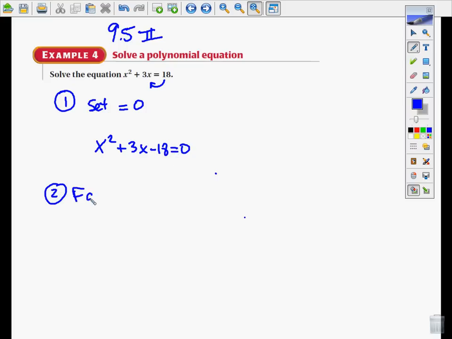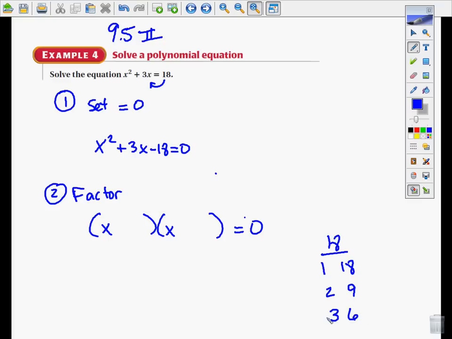Step 2 is going to be to factor. I have my two binomials, and I know that I need an x in both of the first positions. Then I need factors of 18 that will differ by 3. I can list them: 1 and 18, 2 and 9, 3 and 6. The 3 and the 6 are the ones that differ by 3.